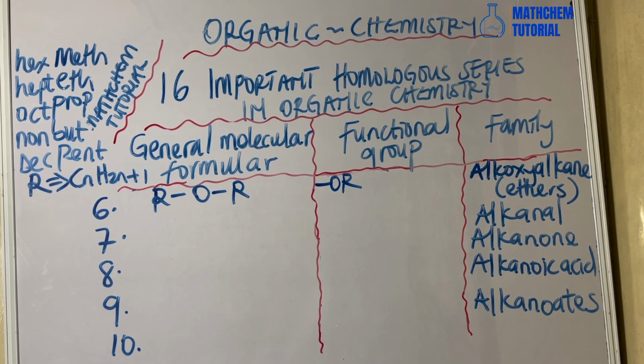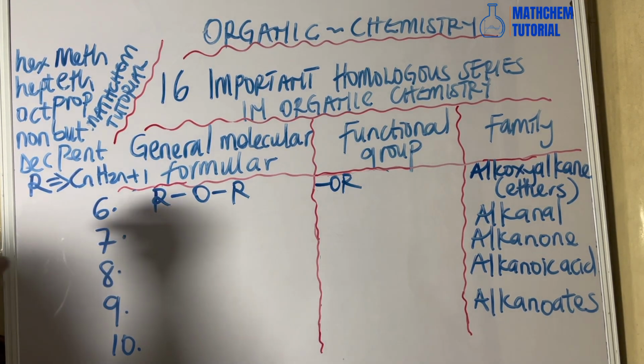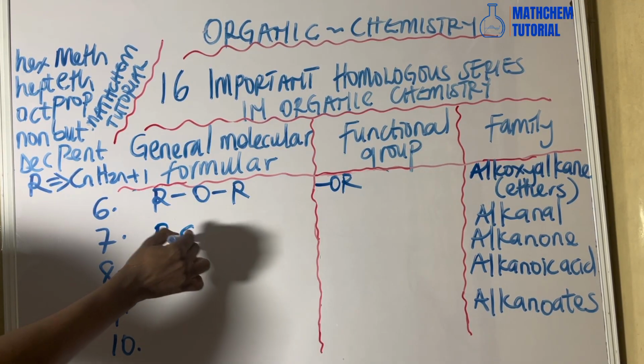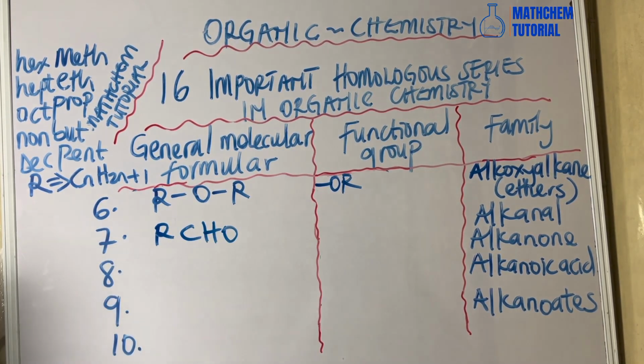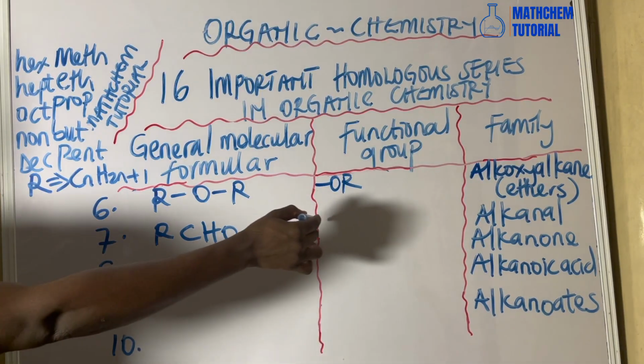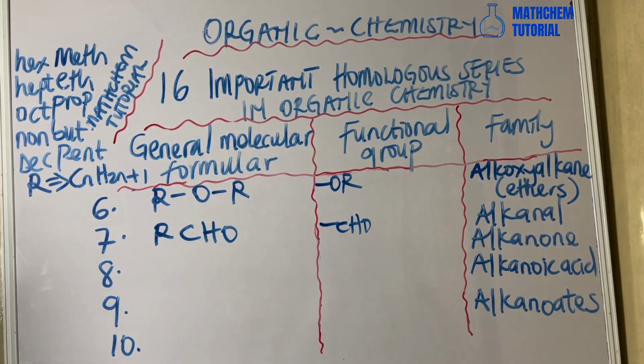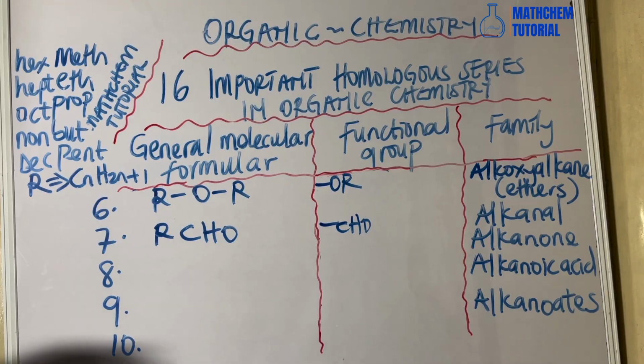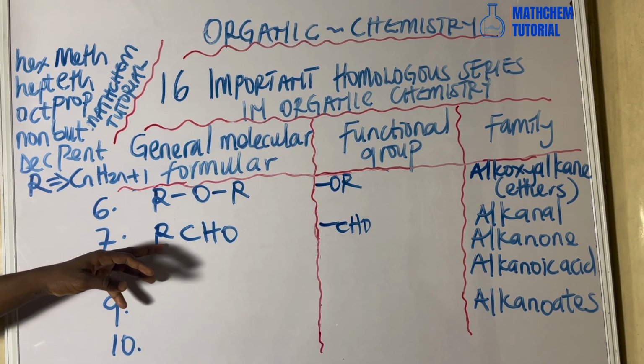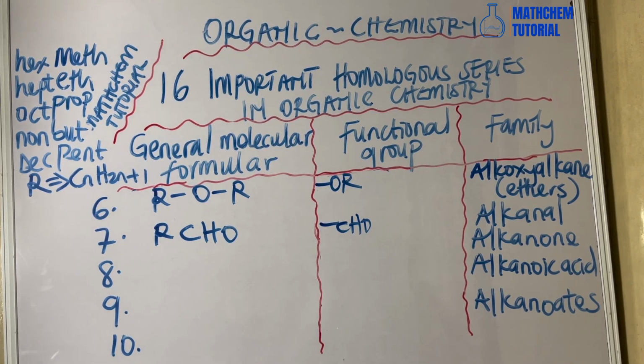The next one is alkanal, that's number 7. The general formula for alkanal is RCHO. Mind you, our R means alkyl, and the functional group is just going to be bond CHO. Now look at this guy. If our alkyl is methyl, that is CH3, what are we going to call this guy?